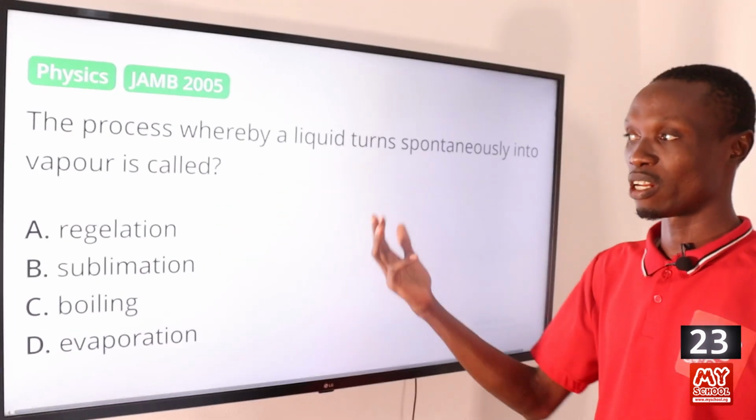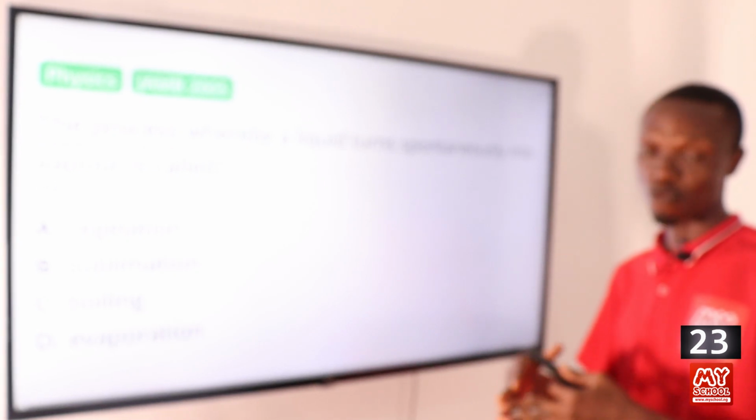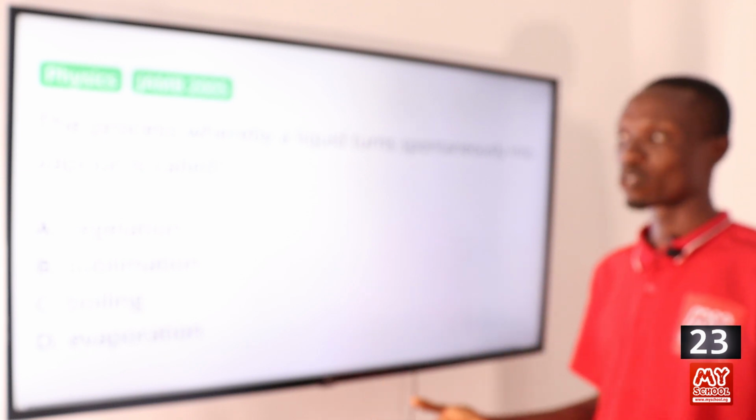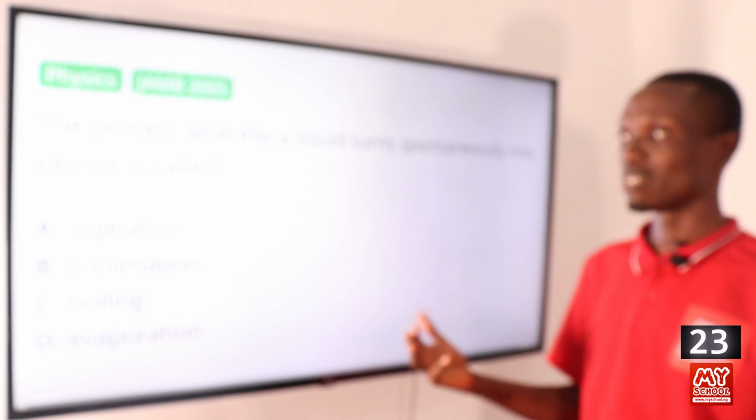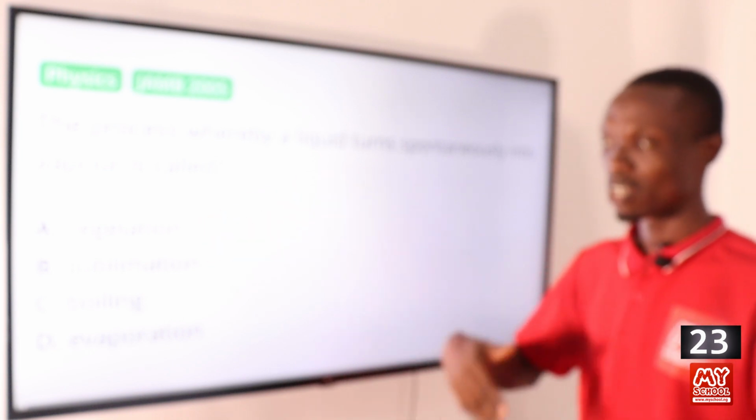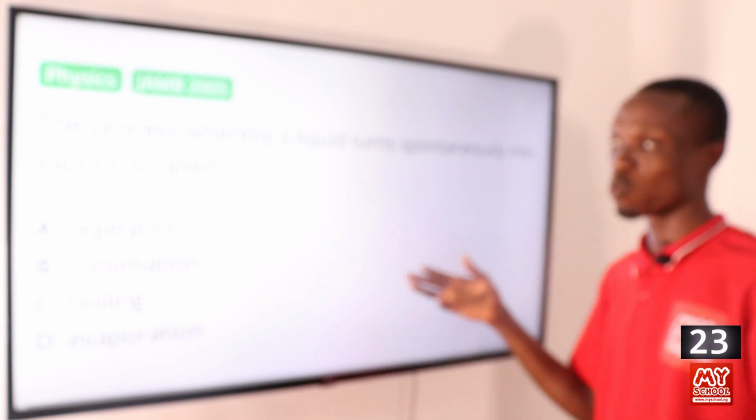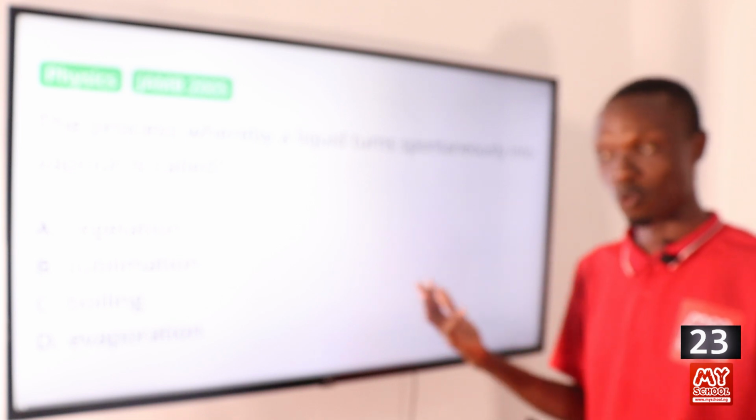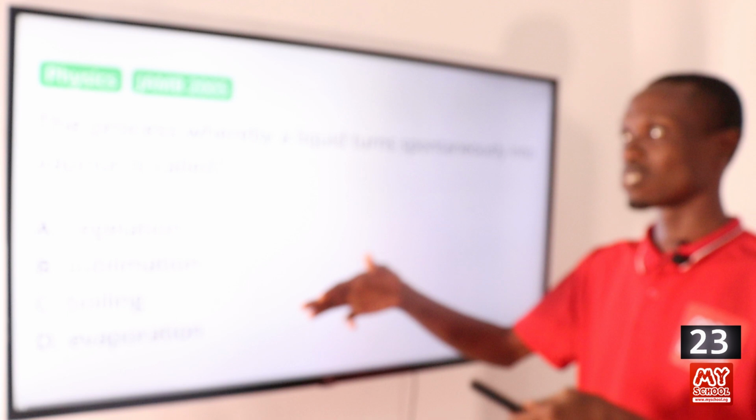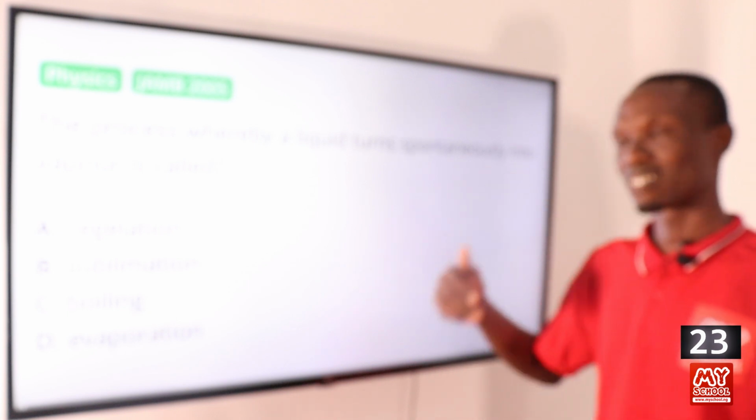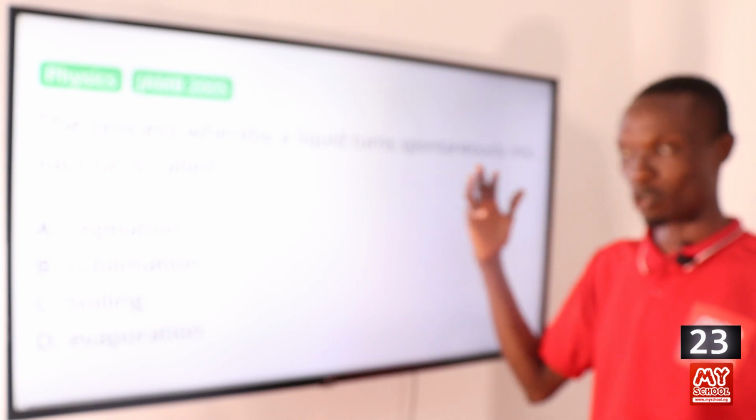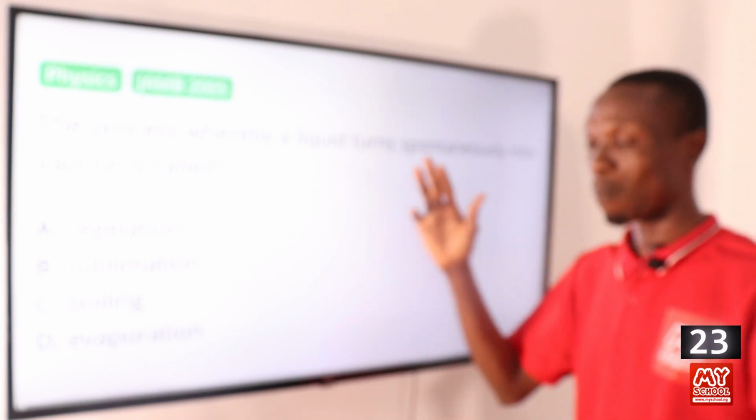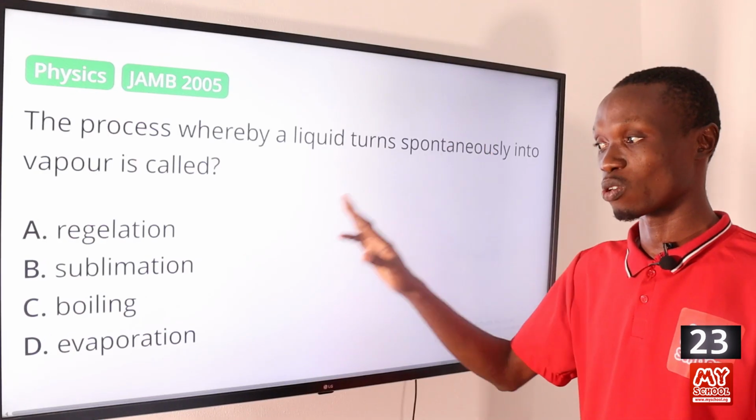For A, regelation has to do with the effect of pressure on ice. Ice melts when pressure is applied to it, and when the pressure is removed, the ice refreezes. That is all about regelation. While sublimation has to do with the transforming of solid directly to gas without passing through the intermediate liquid phase. While boiling has to do with liquid changing into vapor, but at the boiling point. It must get to a certain temperature before the liquid can transform into vapor, and that is what is referred to as boiling. But for this question, the answer is evaporation.